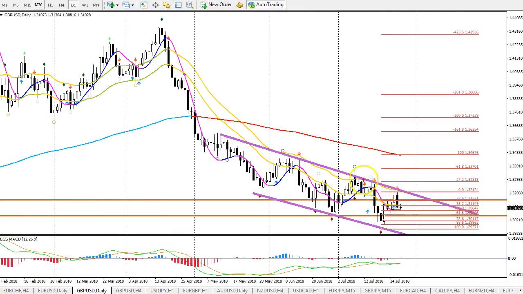Let's take a look. Here you can see around this level there are tops, and here too. All of these tops could still play a role. All right, let's take a look at the euro dollar.